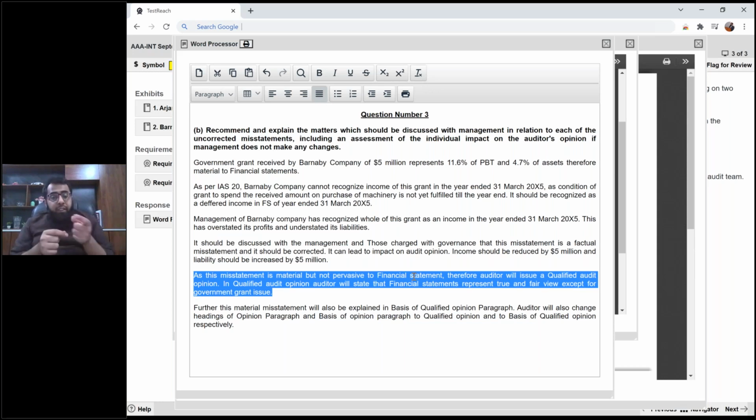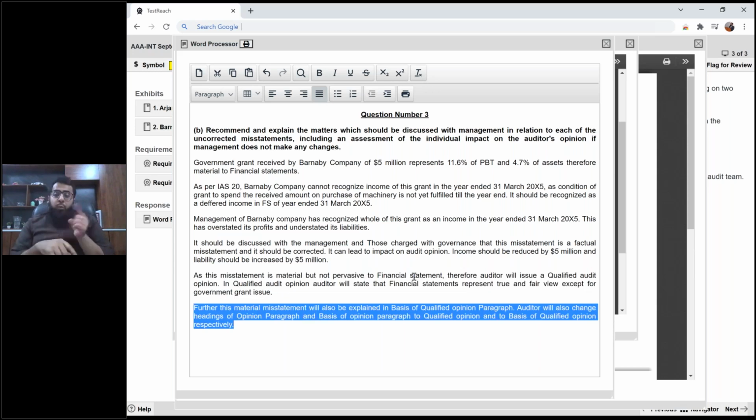And we said that the auditor will change the headings of the opinion and basis of opinion paragraphs to qualified opinion and basis of qualified opinion. Yes, we will write how, once the opinion gets changed, it will affect the auditor's report. Is it clear, everyone? Such an easy requirement.